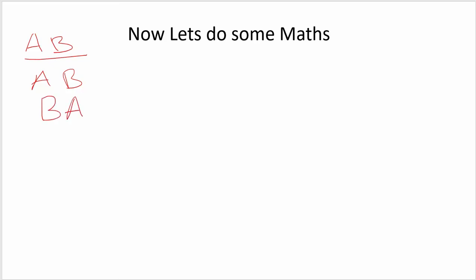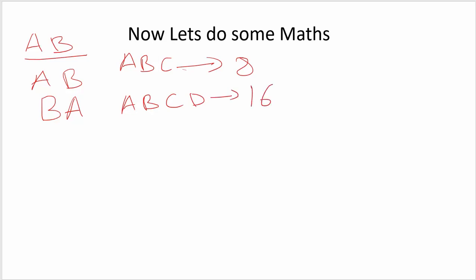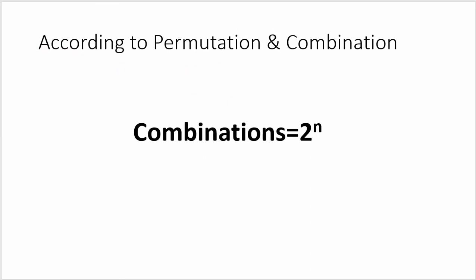And suppose we take three characters, let's say ABC, with three characters we can make up to 8 names, right? And with four characters, let's say ABCD, we can create up to 16 names, right? So if you notice, it's basically a combination. It is according to the mathematical formula of permutation and combination, given by the formula of combination, 2 to the power n.